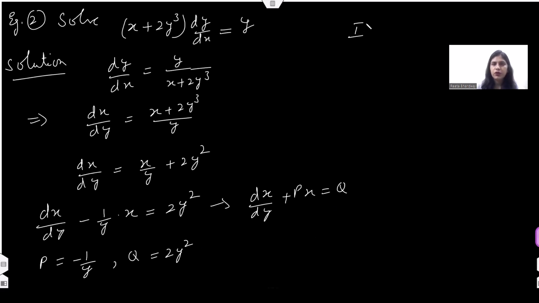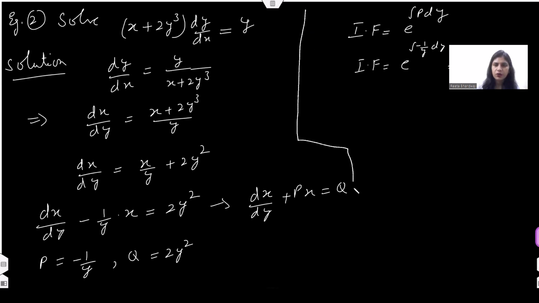So we know its integrating factor is given by the formula e raised to power integral of p dy. So by using that formula, the integrating factor would be e raised to power integral of minus 1 by y dy. We know that its integration is log y, so that means it is 1 by y. This is the value of the integrating factor for this particular differential equation.